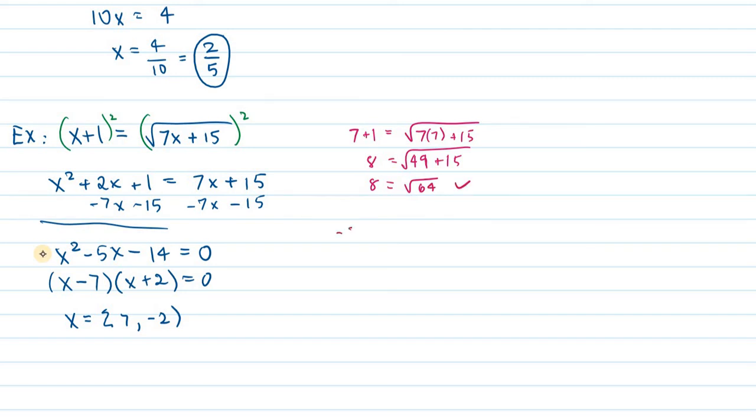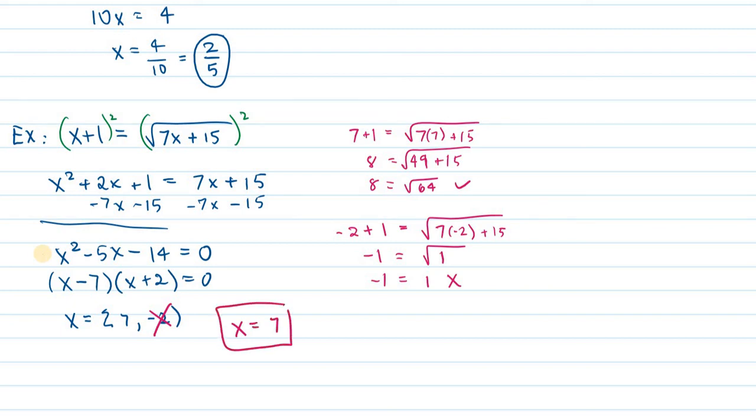Let's try negative 2. Negative 2 plus 1 equals the square root of 7 times negative 2 plus 15. So we get negative 1 on this side, and then we get the square root of 1 on this side. But the square root of 1 is 1, so this does not work. So that means that actually our results do not include negative 2. So our only solution should be 7. Okay?